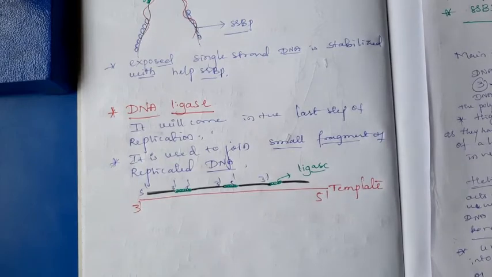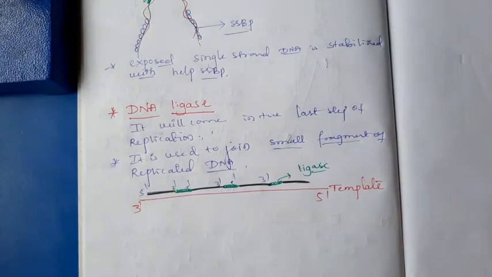What does DNA ligase do? It will join the two strands of DNA, two fragments of DNA, during the replication process. This is very important. Which enzyme is necessary for gluing or joining the DNA fragments? Which enzyme comes in the last of the replication process? That is the DNA ligase enzyme. These are the very important enzymes necessary for the actual DNA replication process. Now we can discuss the mechanism of DNA replication.